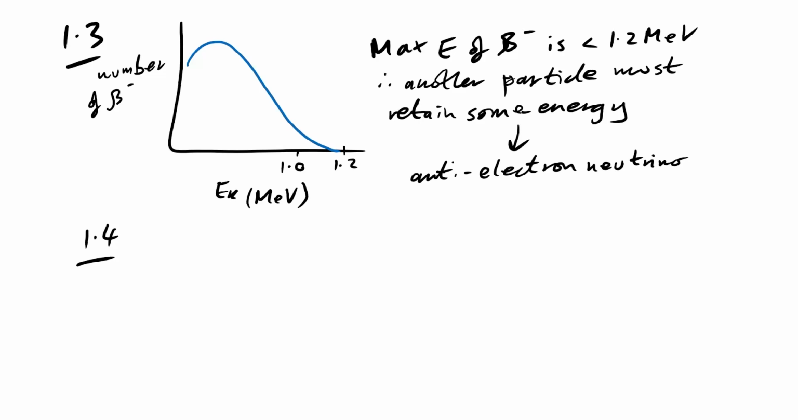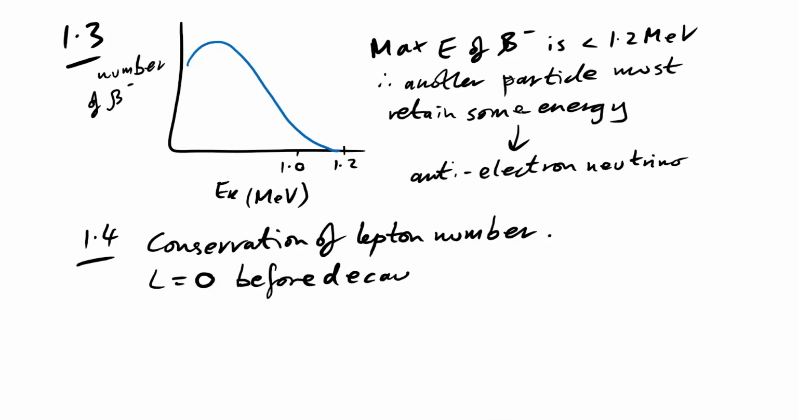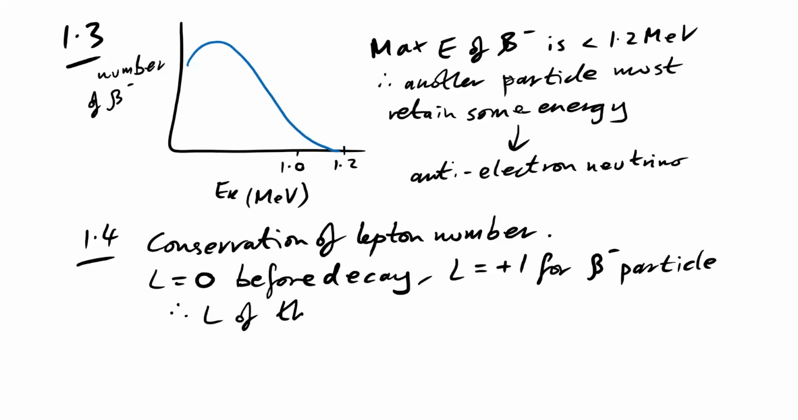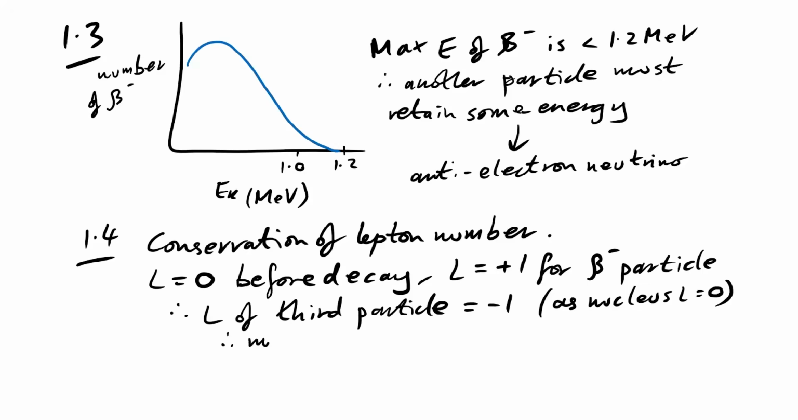1.4, why is an anti-electron neutrino rather than electron produced? Well, it's to do with conservation of lepton number. L equals 0 before decay, lepton number that is. L equals +1 for beta minus particle because it is an electron, and an electron is the OG lepton, so it has +1. Therefore, L of third particle is equal to -1, and we can say as nucleus L equals 0. Therefore, must be anti-electron neutrino.